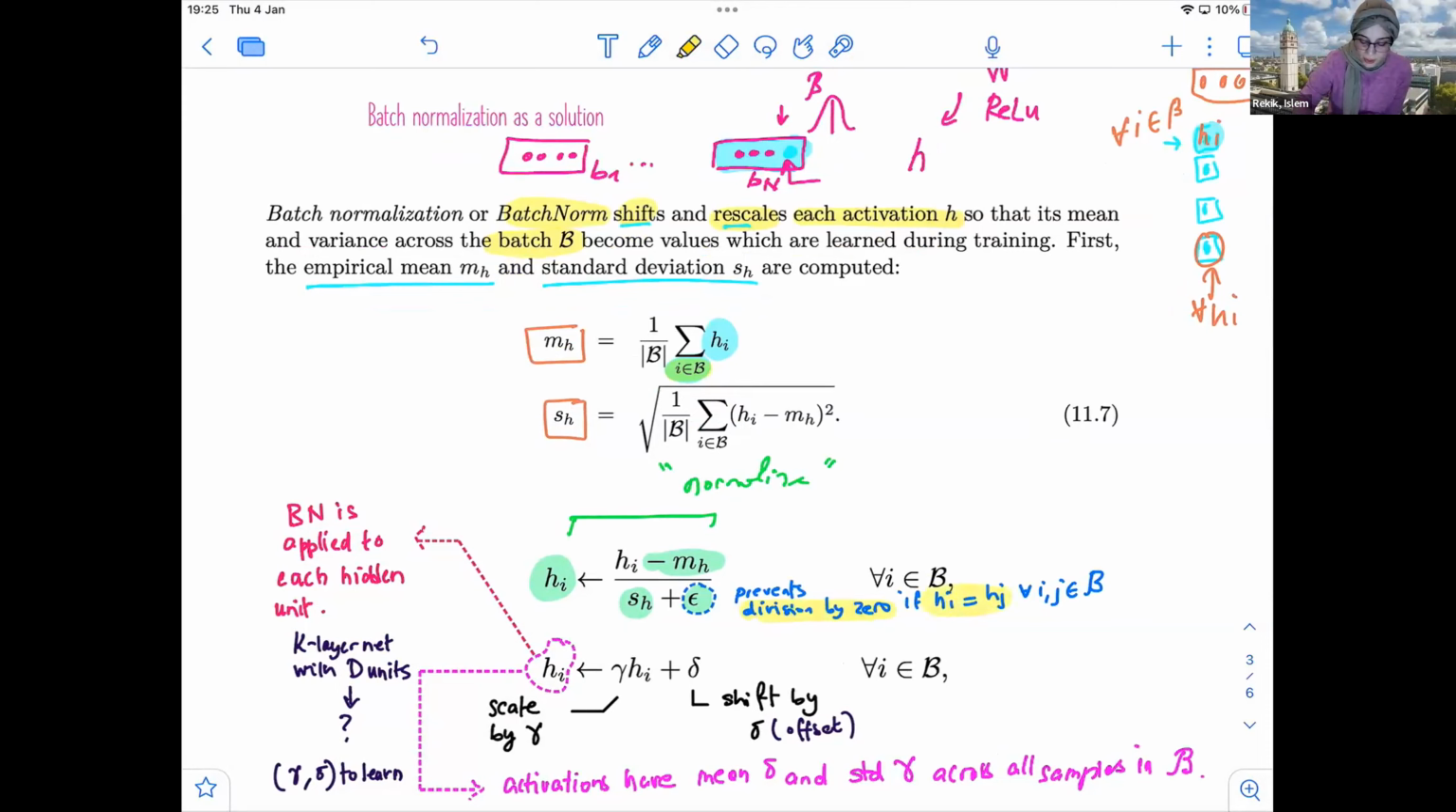So if we have, for example, two values that are identical, HI and, for example, HJ, for two elements in the batch, for two training samples, I and J. So if we have exactly the same response for these two training samples, let's say all of them are exactly identical. If we happen to have very similar samples in the batch, then you may end up with a 0 because the standard deviation here will be 0 and you don't want to divide by 0. So we add this epsilon right here to avoid the division by 0.